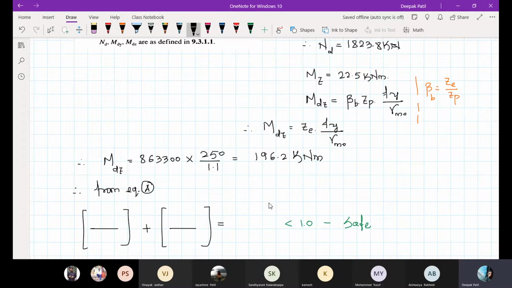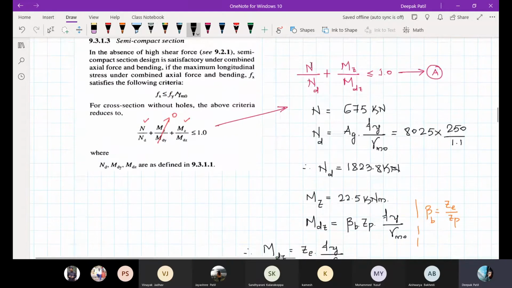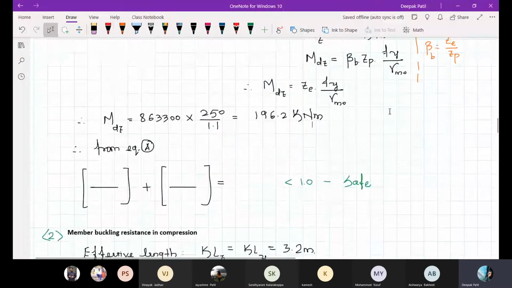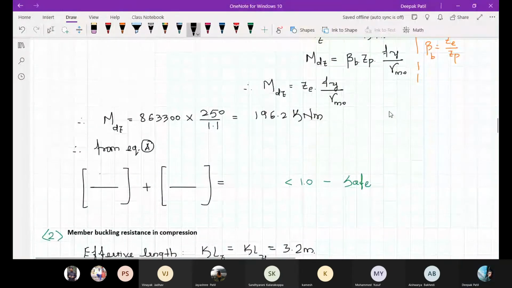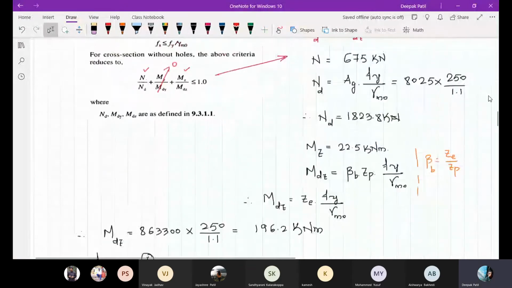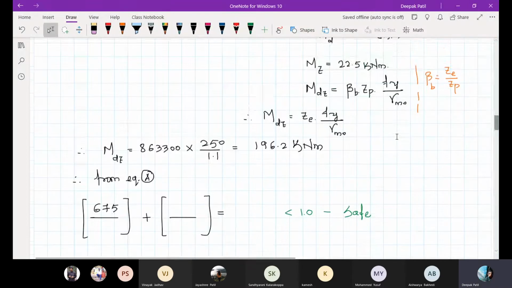196.2. So now we know in this equation N, ND, MZ, and MDZ. Let us substitute all of them one by one. N is 675. ND we have calculated as 1823.8.